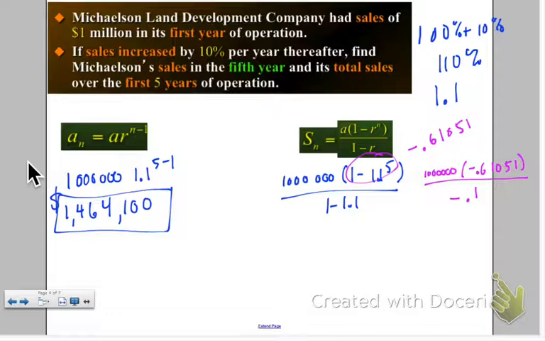So obviously they should get something more than $5 million. If they started with $1 million and they've been increasing every year for 5 years, well, if they didn't increase, it'd be $5 million, so they should obviously end up with more than that. And they do. That computes out to $6,105,100 over those 5 years.